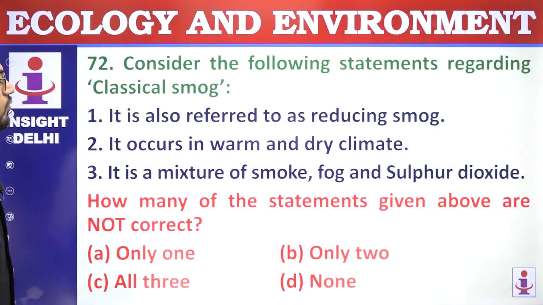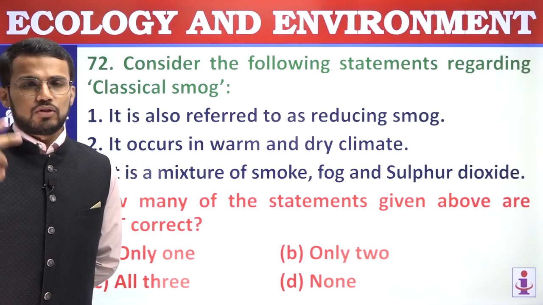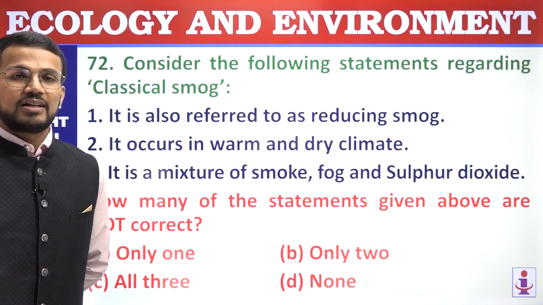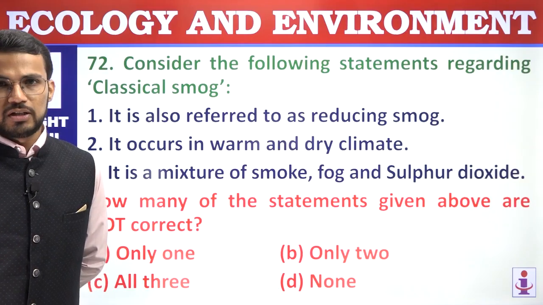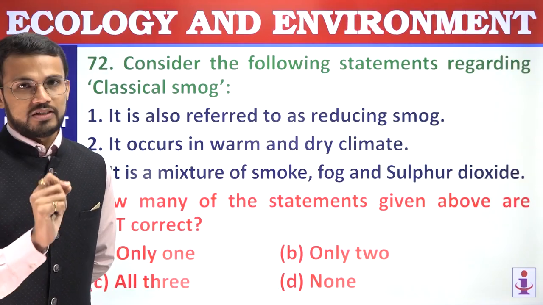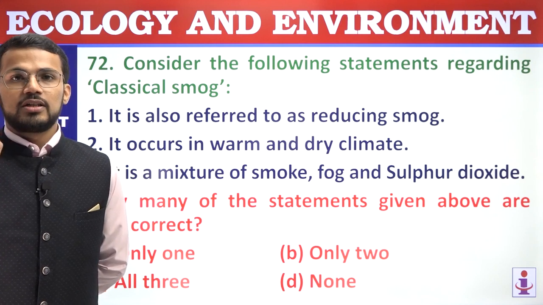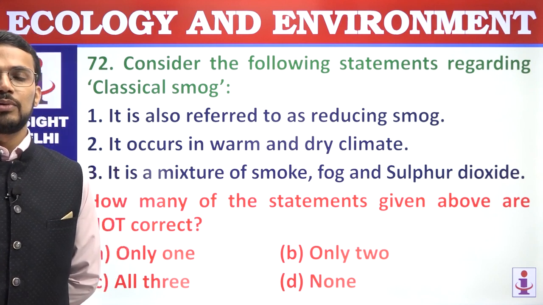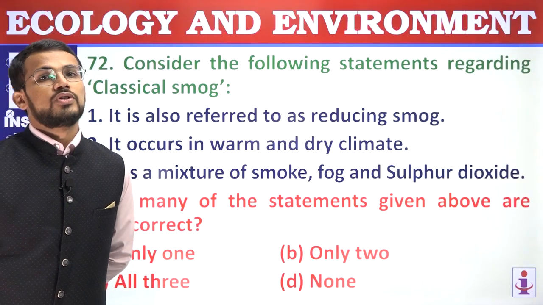72. Consider the following statements regarding classical smog. Right. So there are two types of smogs. First, classical smog and photochemical smog. Classical smog occurs during winter season, and this classical smog is a reducing agent, and that's why sometimes it is also called reducing smog.